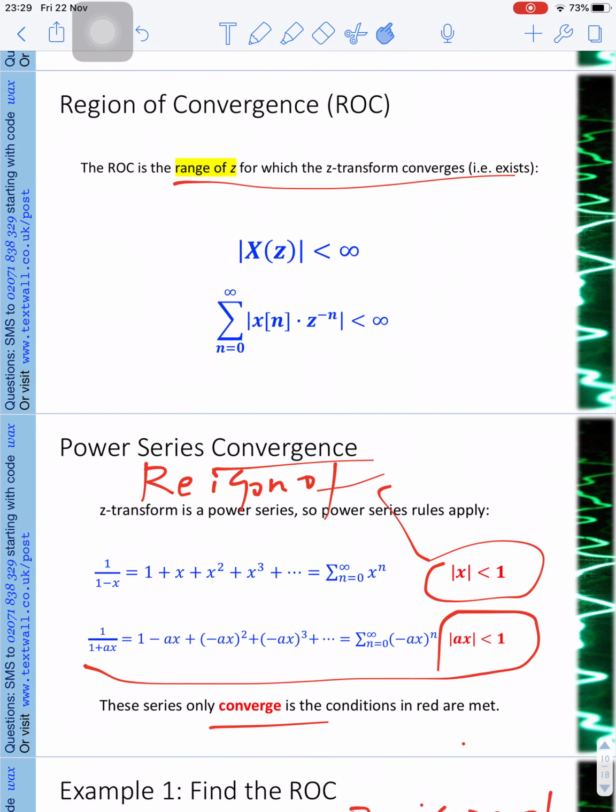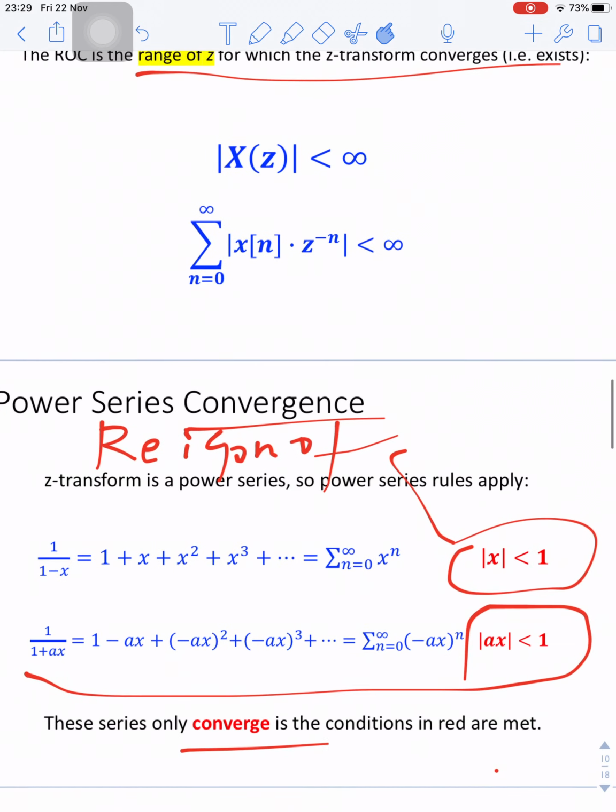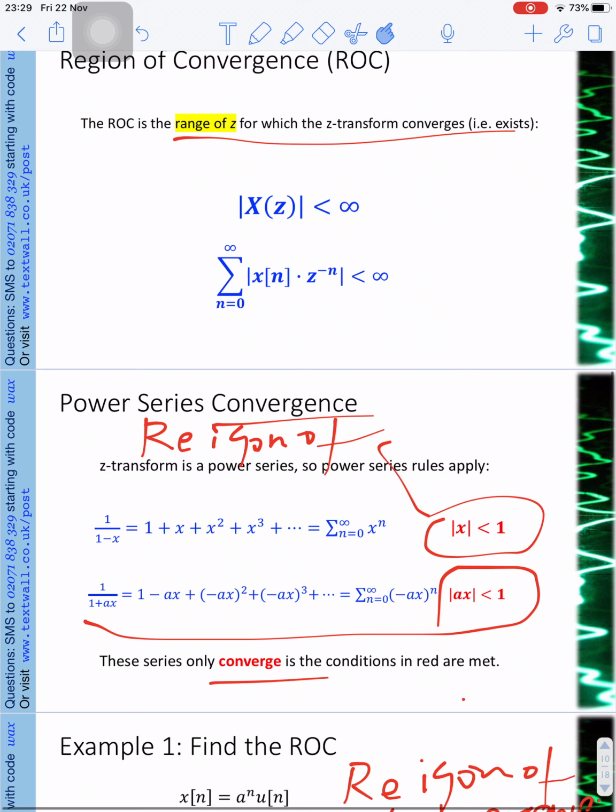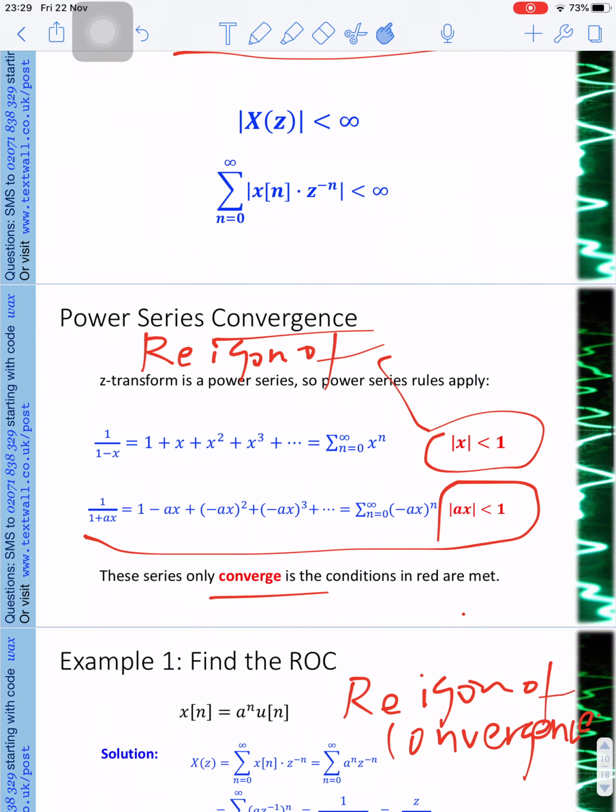Additionally, we are going to talk about the region of convergence, which is the region of z where the Z transform converges, where the norm of the sum from 0 to infinity of x[n] times z to the power of minus n is less than infinity.